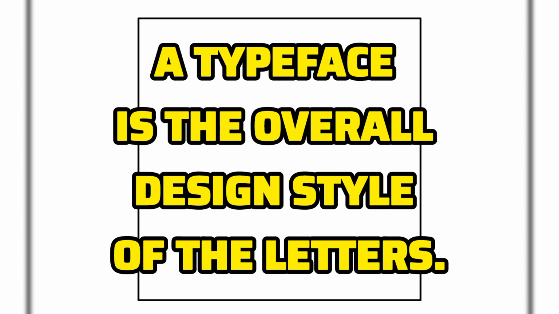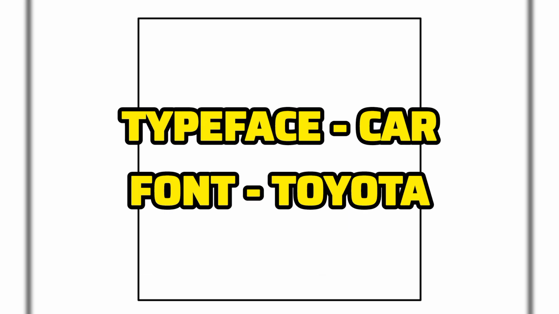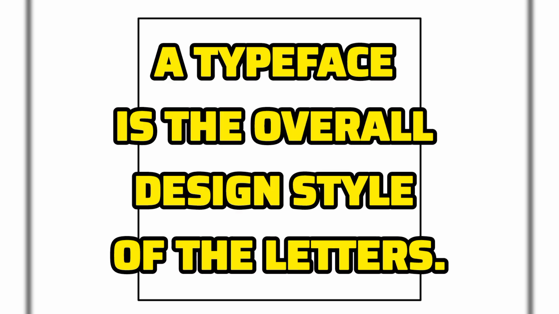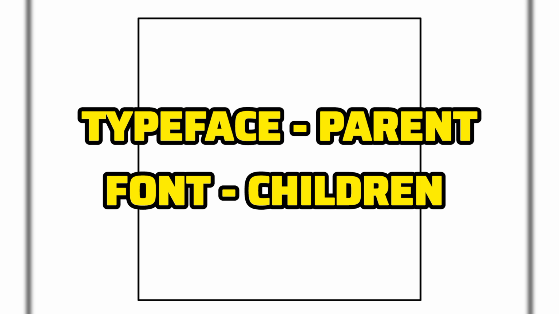For example, if you want to get a car, we have different kinds of car, we have different types. You can get Toyota, you can get Camry, you can get everything. They are all cars, but they have different names. So let's imagine that the typeface is referred to as that car. Toyota, Camry, and the others are referred to as fonts. So a typeface is the overall design style of the letters, okay? We can also refer to it as the visual family or parents. Typeface is just like the parent, while the fonts are the children that are under the parent.